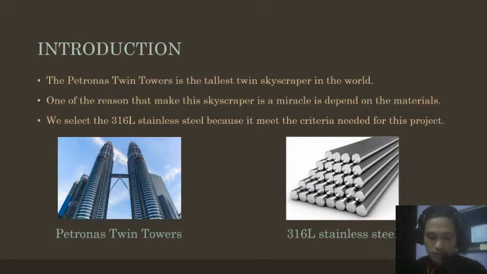Okay, first and foremost, I would like to explain the introduction of our assignment. The Petronas Twin Towers is the tallest twin skyscraper in the world. One of the reasons that make this skyscraper a miracle depends on the materials. We were given choices of material to use in this project. So we selected the 316L stainless steel because it met the criteria needed for this project.